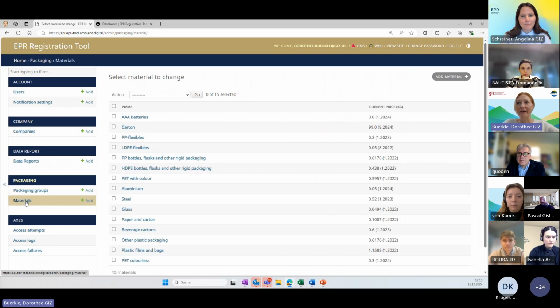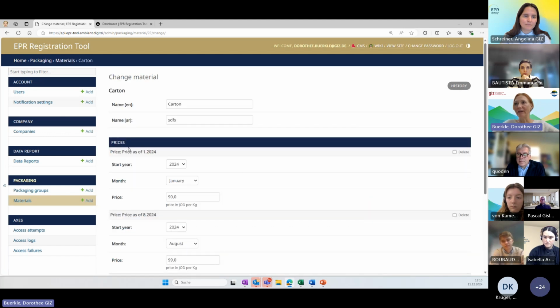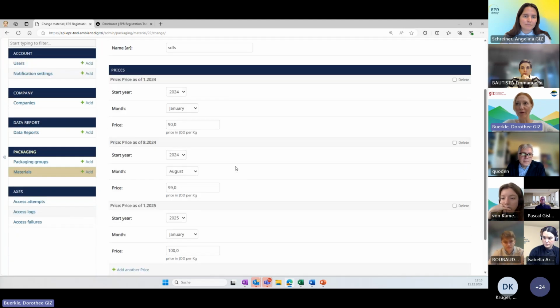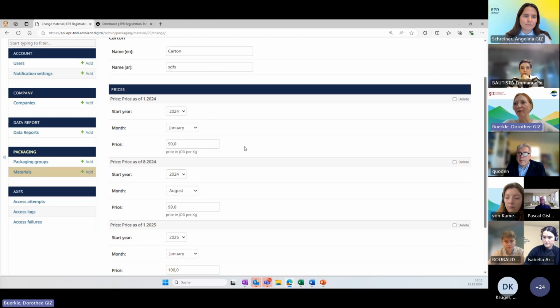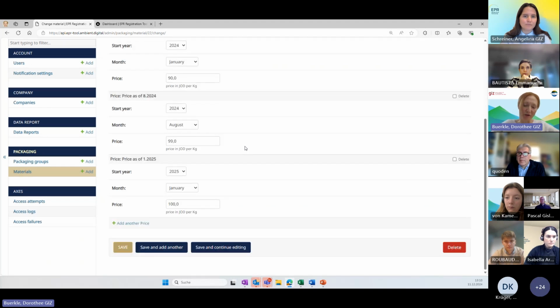And then there are the materials. And you can always add and delete them, whatever is in your system. And here you can set the prices for a certain time limit, and you can change them. And the system, of course, will automatically calculate the right price for the right period.